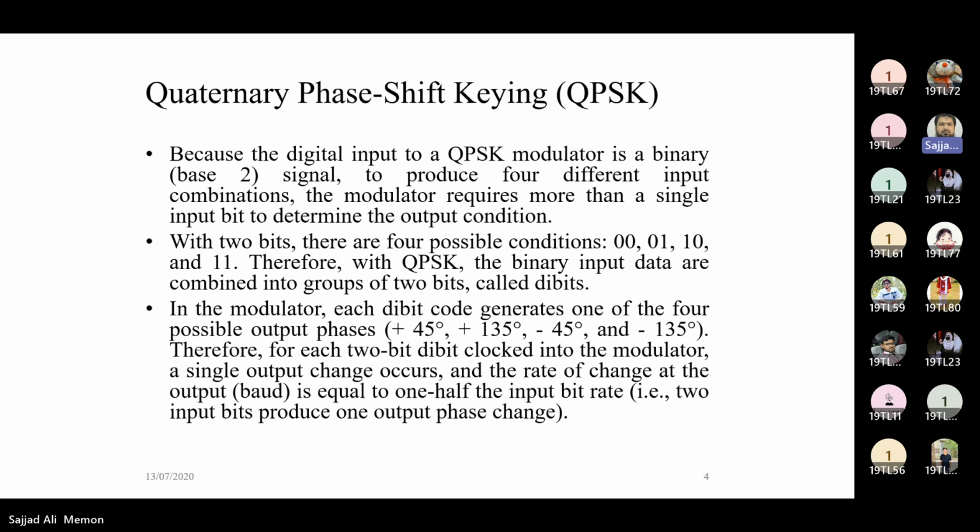Therefore, with QPSK, the binary input data are combined into groups of 2 bits called dibits. In the modulator, each dibit code generates one of the 4 possible output phases: plus 45, plus 135, minus 45, or minus 135. For each 2 bits, or dibit, clocked into the modulator, a single output change occurs, and the rate of change at the output is equal to 1/2 the input bit rate. That is, 2 input bits produce 1 output phase change.